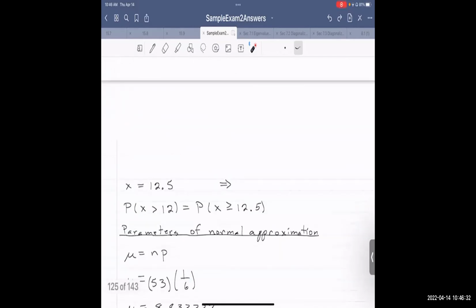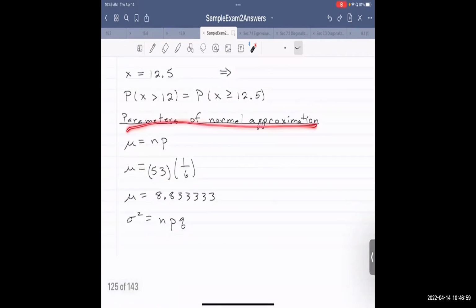And so X here is 12.5 with continuity correction. So I want to find the probability that x is greater than 12. Having that x here is a binomial random variable, when x here is a normal random variable, that's the same as finding the probability that x is greater than or equal to 12.5.